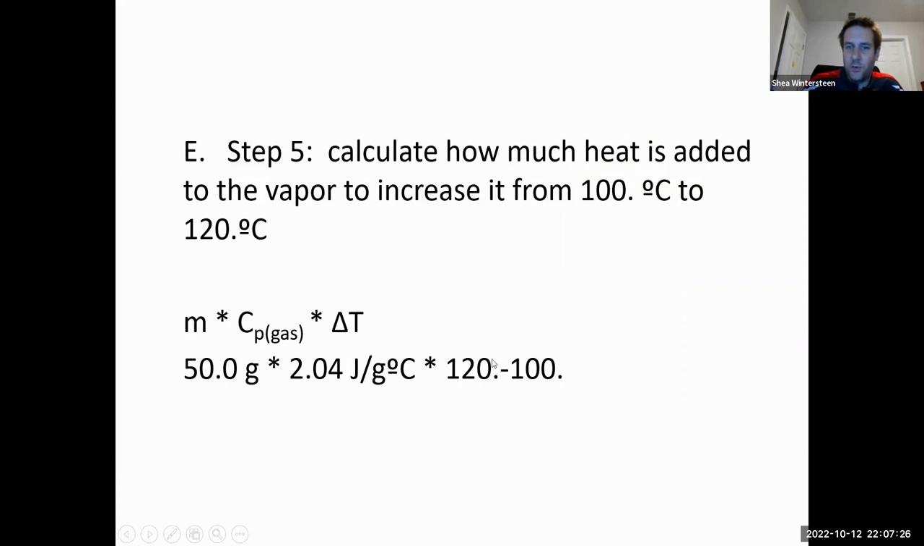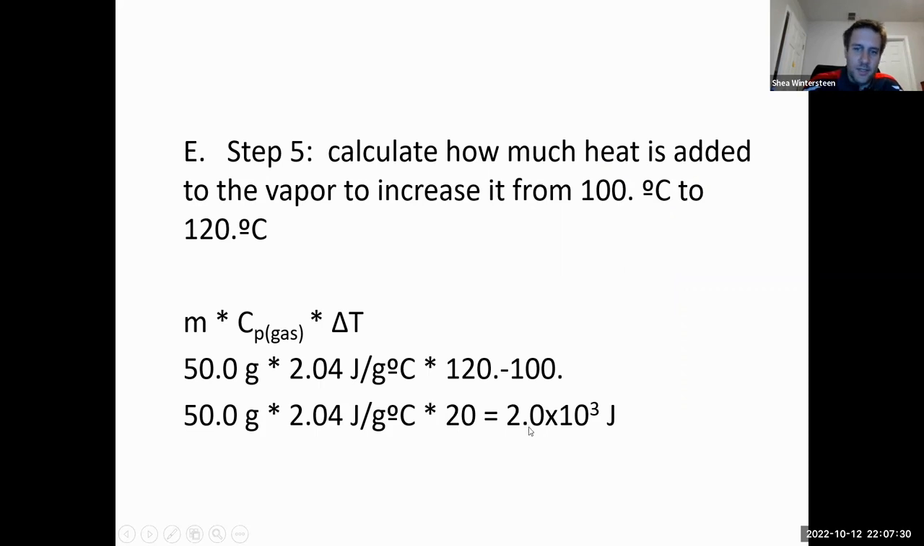It ended at 120 and it's starting at 100. So we're going to get 2000. I'm keeping significant figures. That's why I had to put it in scientific notation. But in reality, you're probably not going to have to worry about significant figures that much. So write it as you wish.